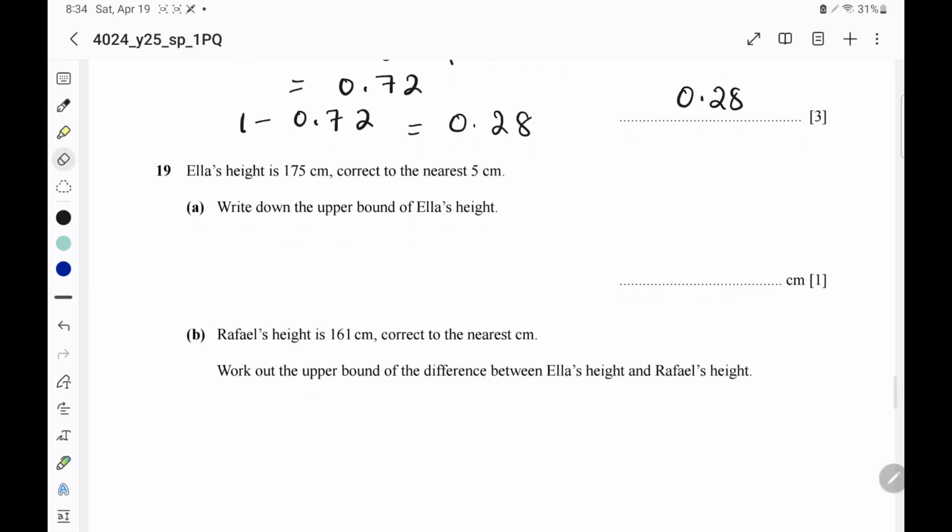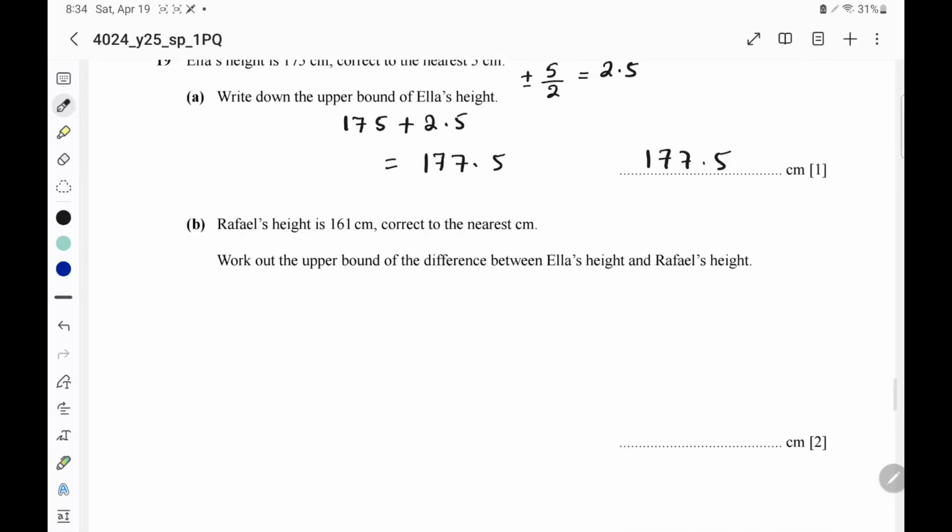Next question 19. Ella's height is 175 centimeters, correct to 5 centimeters. Write down the upper bound of Ella's height. So correct to 5 means 5 over 2, plus minus. Plus whenever we do, it will become upper bound. Minus whenever we do, it will be lower bound. So they're asking us to find the upper bound. So this is 175 plus 2.5, which will be equal to 177.5.